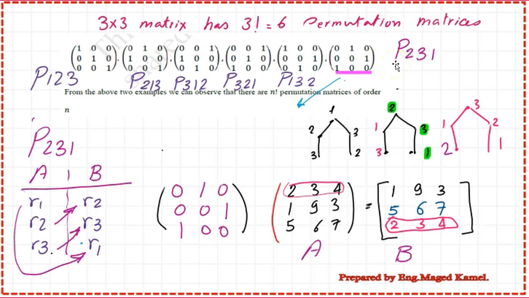For the last permutation, I believe, B231. The 1 2 3, we have second row followed by the third row followed by the first row. So second row 0 1 0, third row is 0 0 1, and the first row is 1 0 0. We'll multiply by 2 3 4, 1 9 3, 5 6 7. This will bring the second row up, and this is related to the third row, so it brings the third row here. And last, the first.